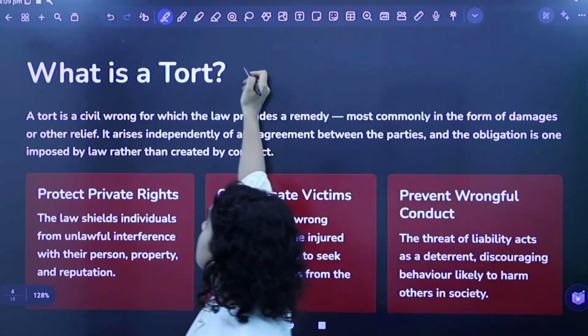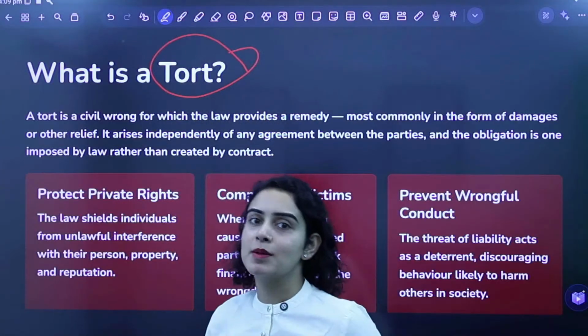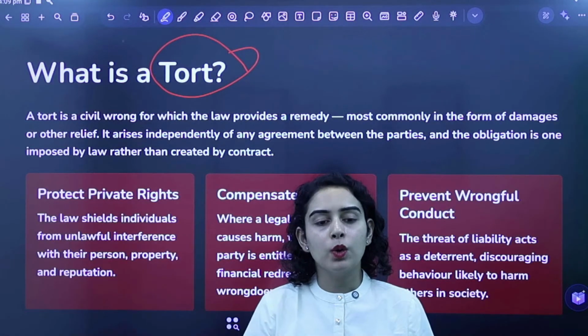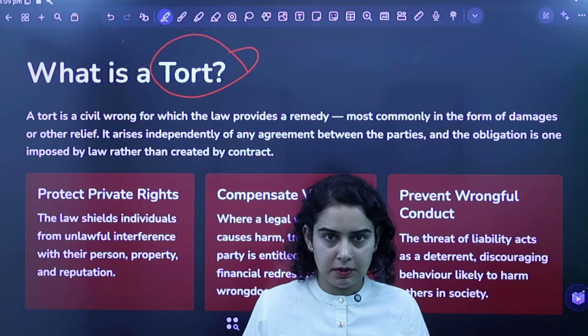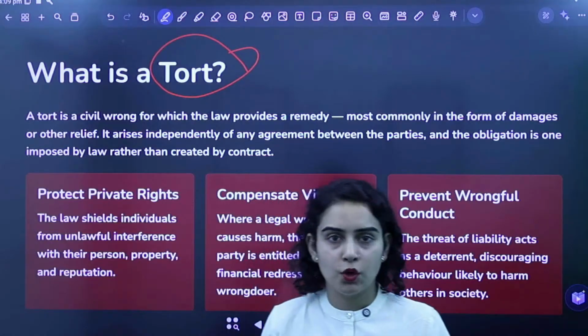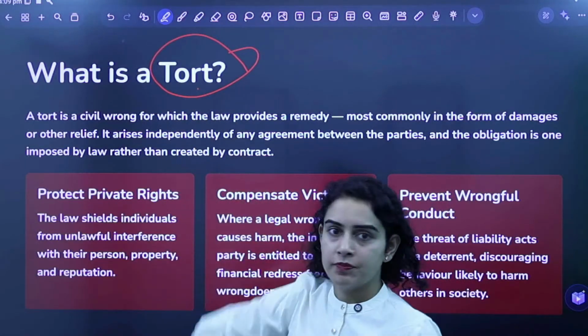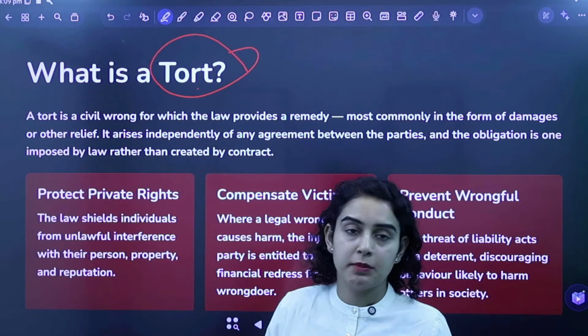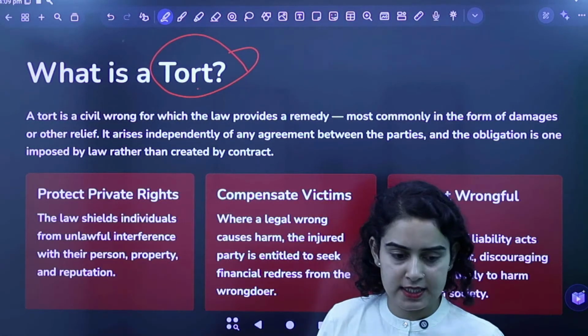Now what is a tort? Under criminal law, we have something called a crime. If a crime is going to happen, only then criminal law is going to be applicable. In the same way, under law of torts, there is something called a tort. If a tort exists, only then law of torts will be applicable. Now, what is a tort? Let's quickly understand the same.